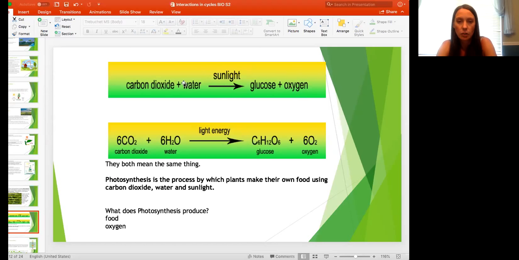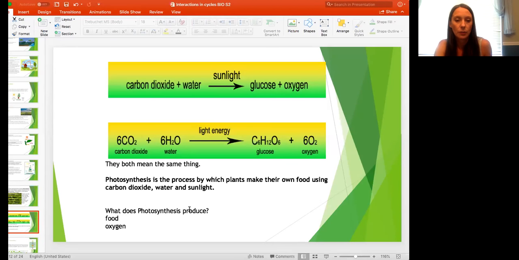So it's like the transformation here. We no longer have carbon dioxide or water, but instead we get glucose and oxygen. In chemical terms, they both mean the same thing, but if we write it out into a chemical equation, we need 6 carbon dioxides plus 6 water. We get that light energy, and it produces C6H12O6, these are talking about molecules of each, this is called glucose, and 6 oxygens, which is O2. So again, it's the same thing. We're getting glucose and oxygen.